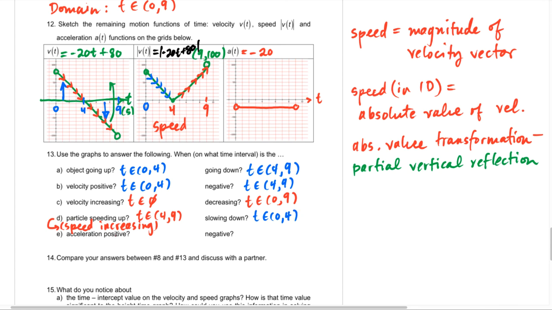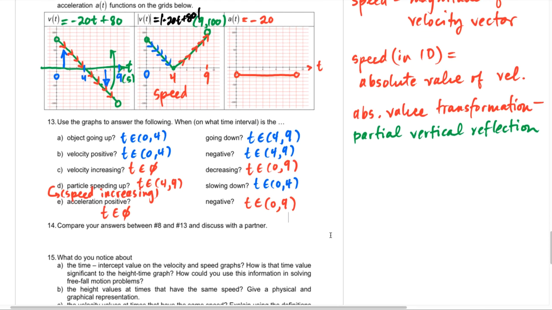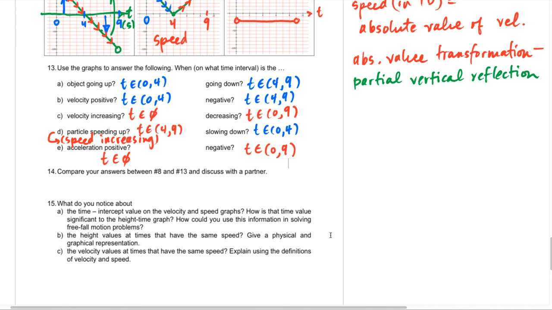And then lastly, the acceleration is always negative, and so the answer to part A is: t contained in the empty set, and t contained from 0 to 9 produces negative acceleration. So now just compare your answers to see how your intuition fared and to see if the graph helps you to understand things a little bit better.